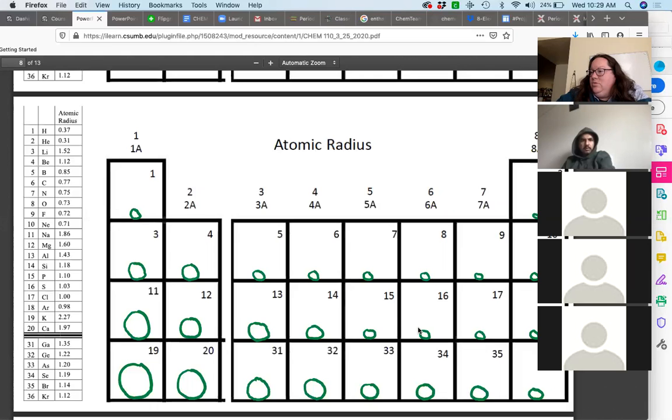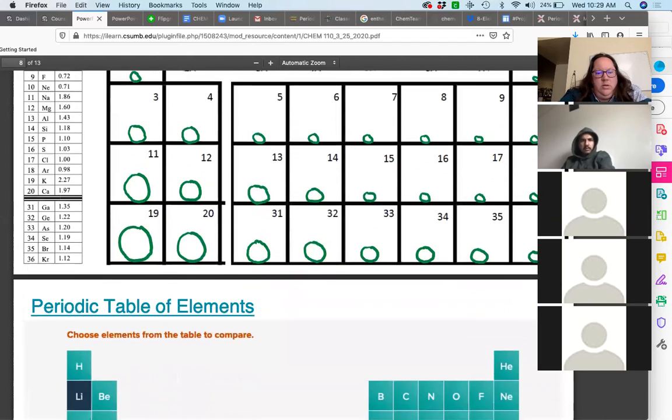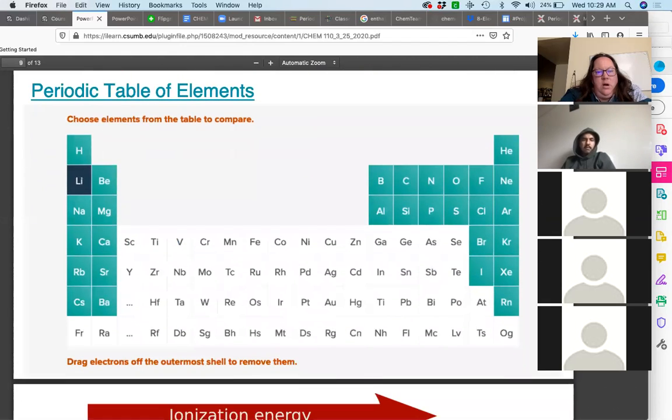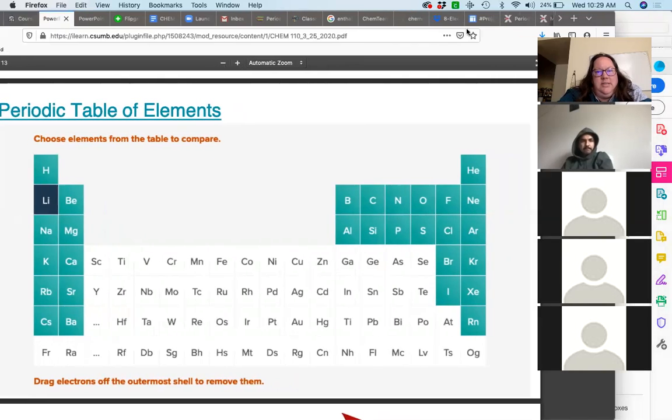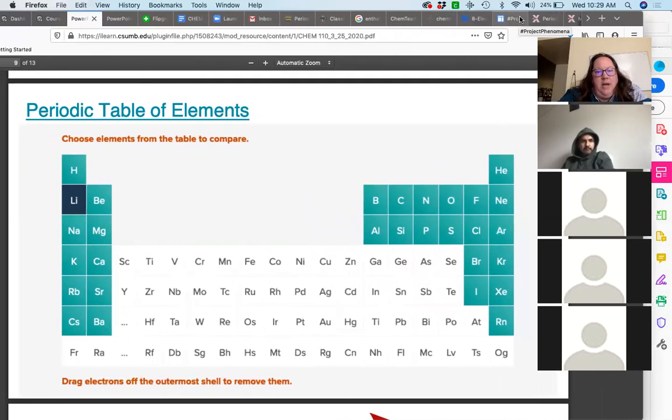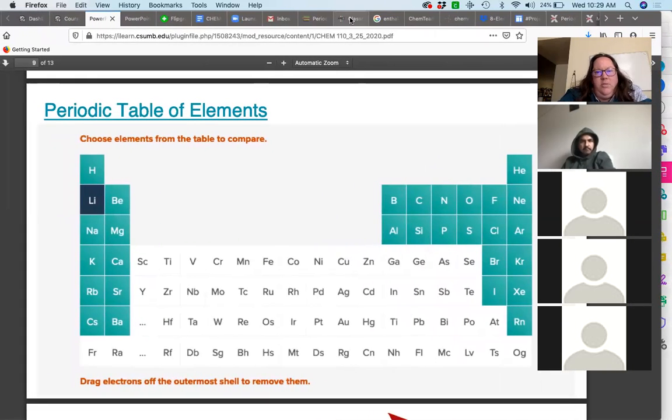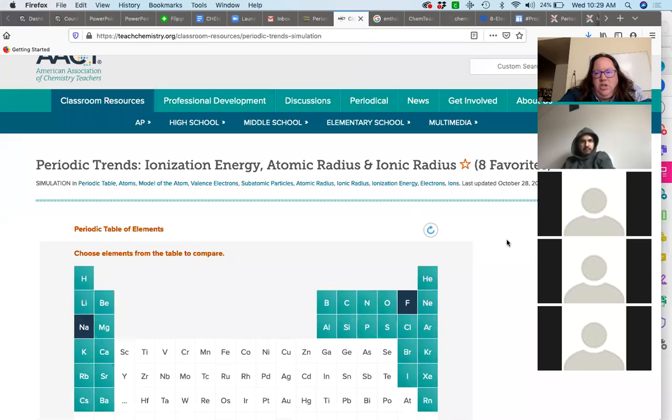Okay, so I want to make sure that we have time for the next activity. So I'm going to scroll down and show you the next screen. If you are following along, you're going to want to click on the periodic table of elements because you can actually do this simulation on your computer. So I want you to take a moment and go there. So this is what it should look like. I'll give everybody a minute to get there.